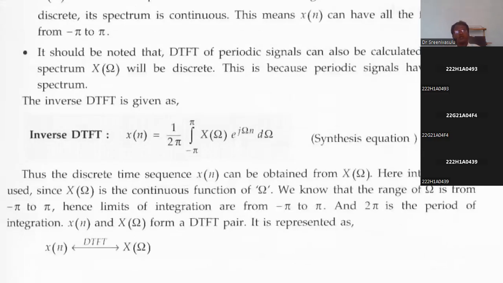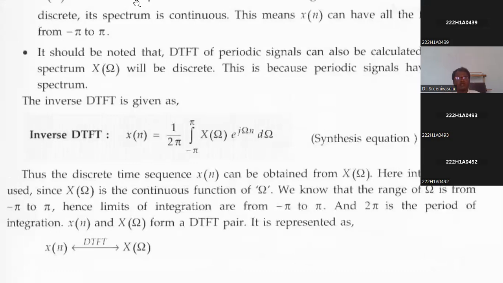Now you see, what is x of n? x of n is the inverse discrete time Fourier transform of X of omega, equal to 1 divided by 2 pi, with the interval minus pi to plus pi, X of omega into e power j omega n into d omega. Sometimes we can also write the interval as 0 to 2 pi or from minus pi to pi.